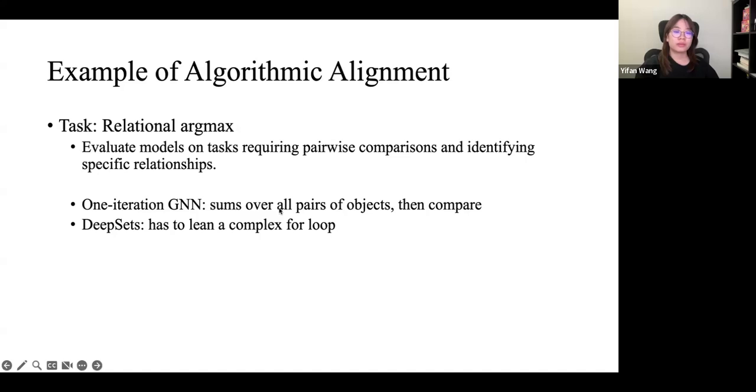So it will succeed because of the architecture inside the graph neural network. For deep sets, it will fail based on the theorem, because it has to learn complex for loops and it has bad algorithm alignment.